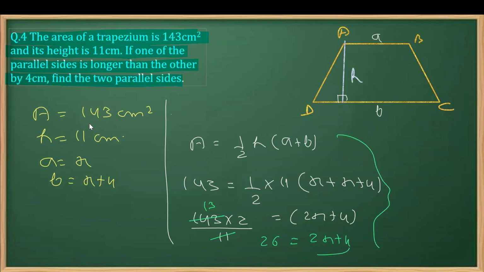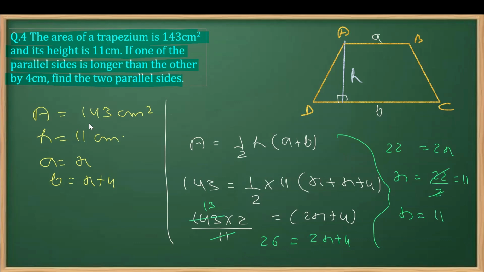Now, if I transpose 4 to the other side, it will be 26 minus 4. That is how much? On transposing 4 to the left hand side, it will give you 22 is equal to 2x. So clearly x will be what? 22 divided by 2. So that comes out to be 11.